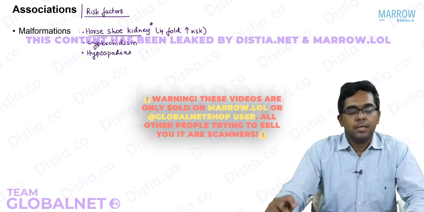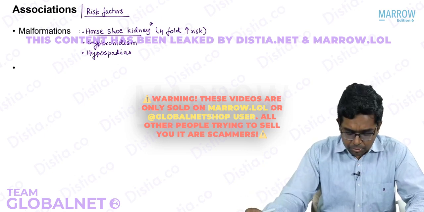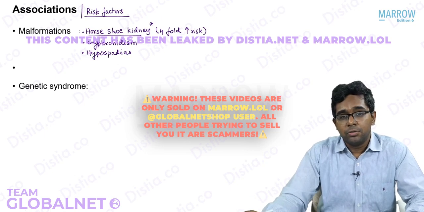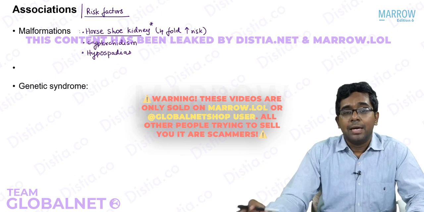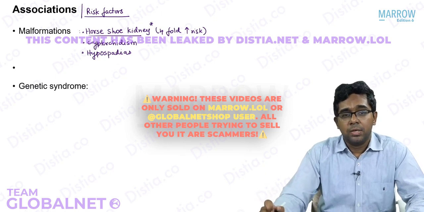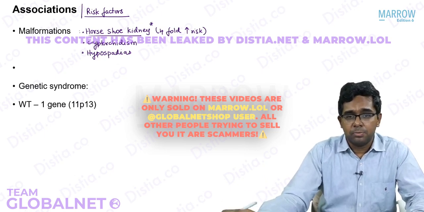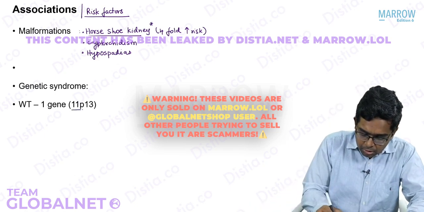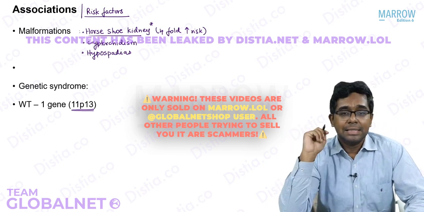The second important set of associations for Wilms tumor is some genetic syndromes. And genetic syndromes I'm going to discuss with the help of some gene names. In that there are two gene names. One is WT1 gene, other is WT2 gene. WT you can simply remember as Wilms tumor. WT1 gene is located on the short arm of chromosome 11, which is what I've written as 11p13.